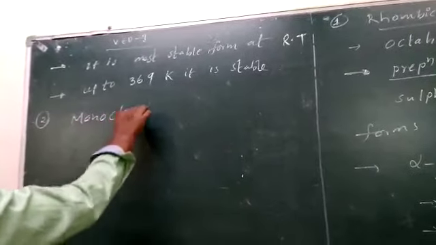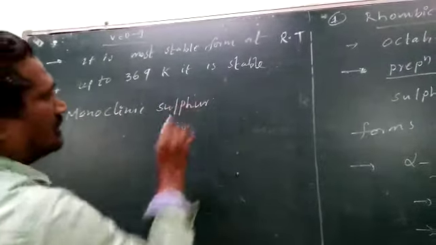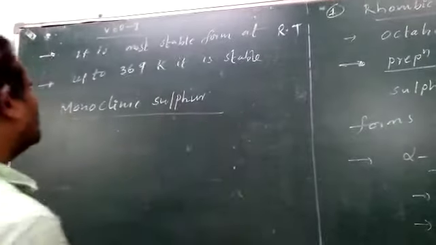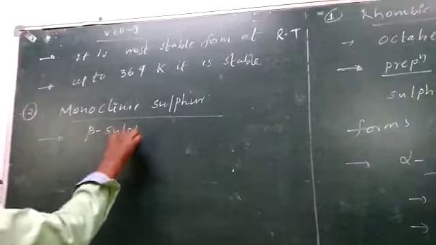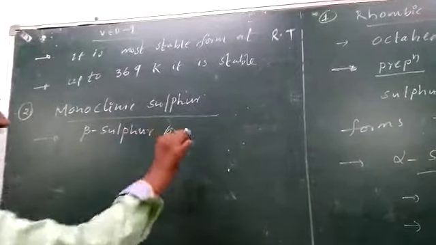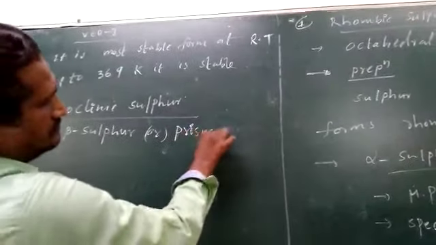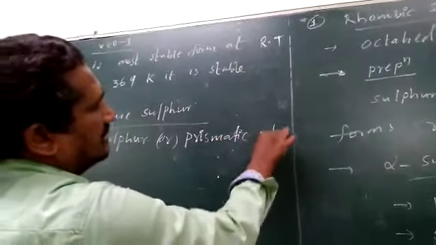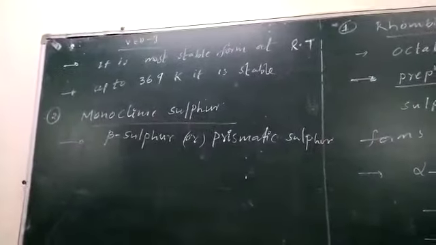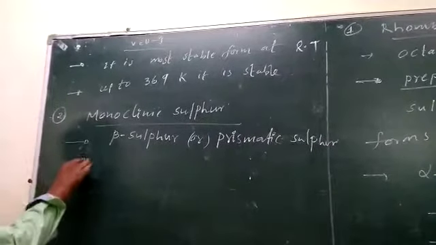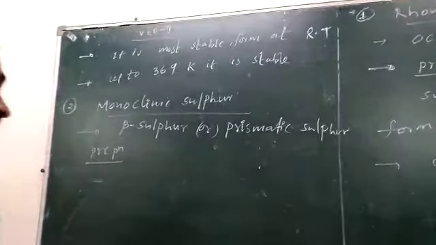Monoclinic sulfur. This is also called beta sulfur or prismatic sulfur. It is monoclinic sulfur or beta sulfur or prismatic sulfur. Preparation method. It can be prepared from rhombic sulfur.